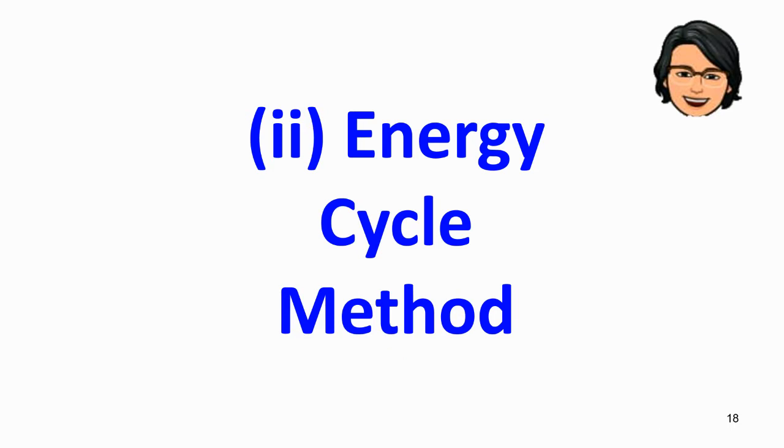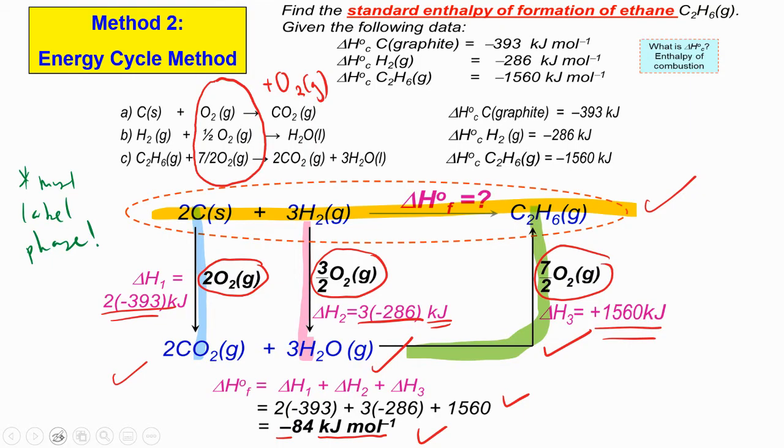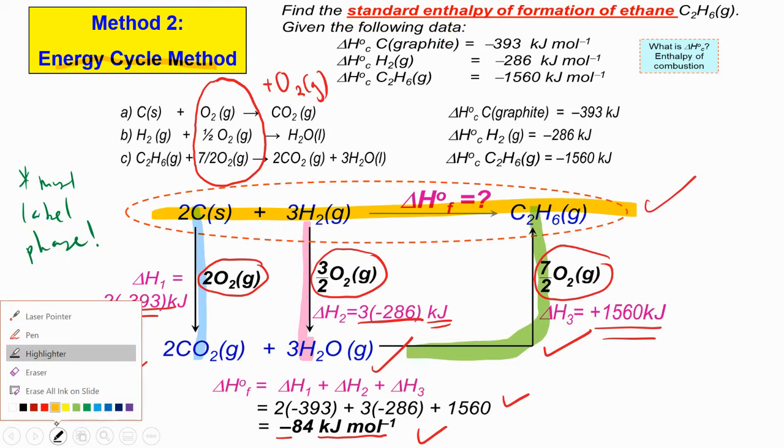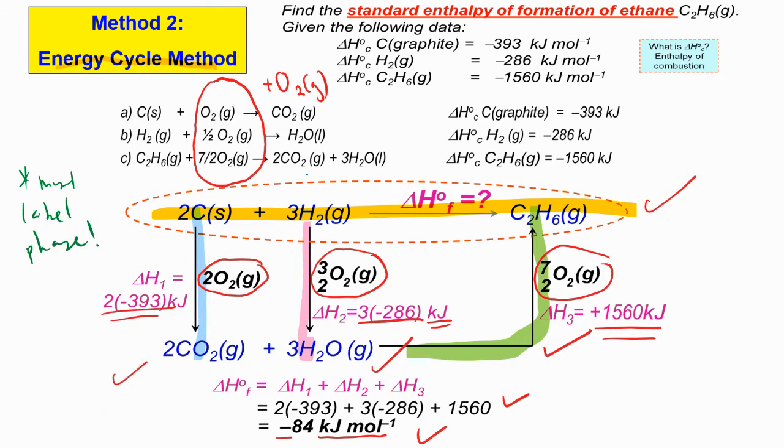Now let us continue with Hess's law, the second method, that is the energy cycle method. For the energy cycle method, the question says: find the standard enthalpy of formation for ethane given the following data. In this question, it didn't mention anything about an energy cycle diagram.